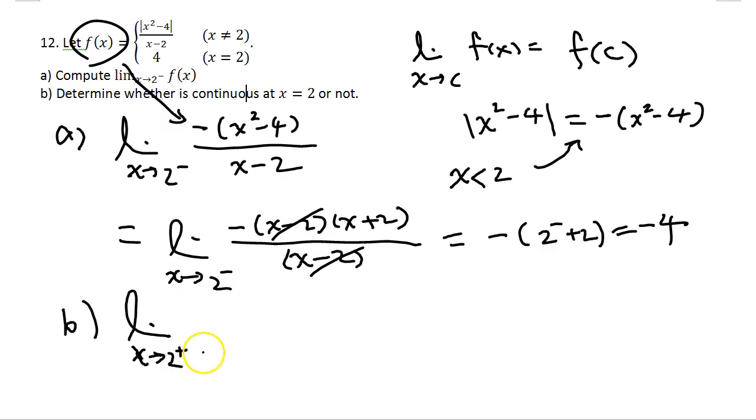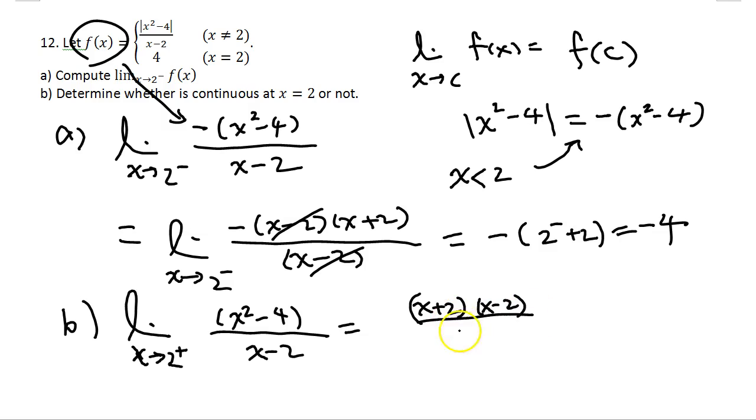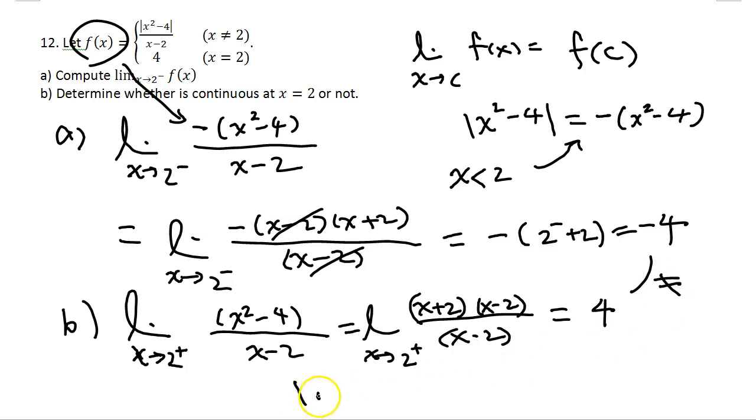If x is slightly bigger than 2, this will be just x squared minus 4 without the minus sign, because it's already positive. In this case, with the same reasoning as above, it factors, and you're sending x to 2 plus, and that will be positive 4. And since these are different, that means the limit doesn't exist, and therefore it's not continuous.